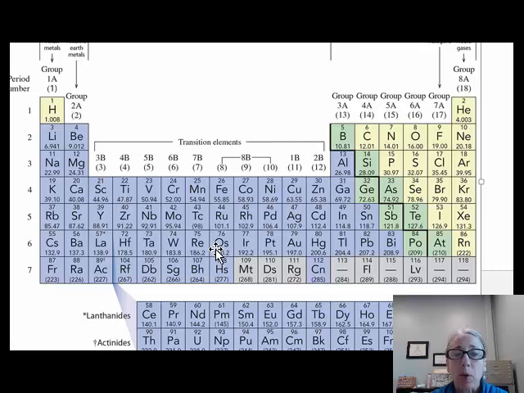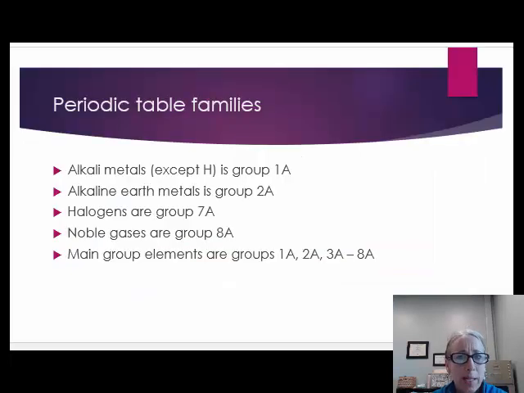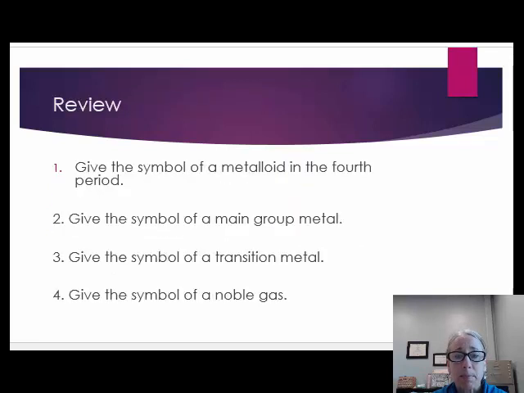Below the main body of the periodic table, the top row is known as the lanthanides, and the bottom row is known as the actinides. Remember, these are part of the 6th and 7th period, respectively. So let's take a minute to review these concepts.